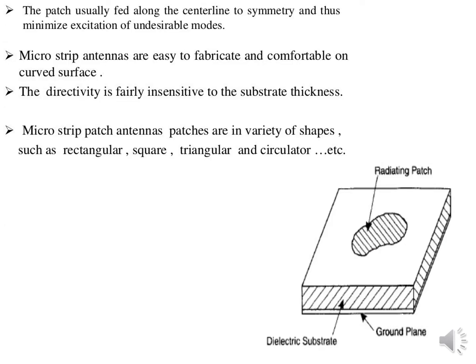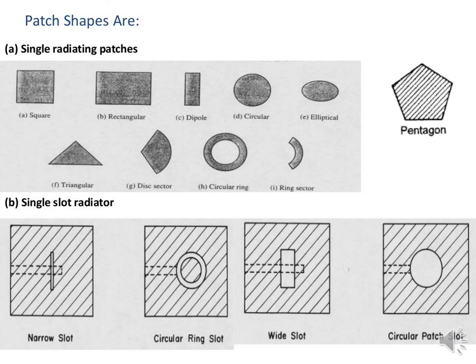Coming to the feed in the microstrip antenna, the patch is usually fed along the center line with symmetry, and it will minimize the excitation of undesirable modes. In other words, it is easy to fabricate and comfortable at curved ends. Coming to the directivity, it is fairly insensitive to the substrate thickness. Microstrip patch antennas come in different varieties of shapes like rectangular, square, triangular, or circular.